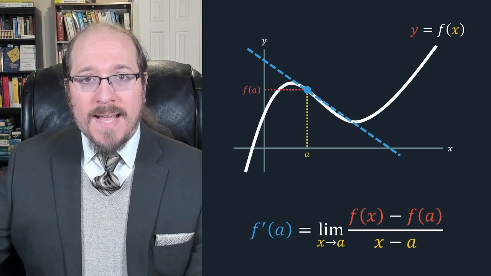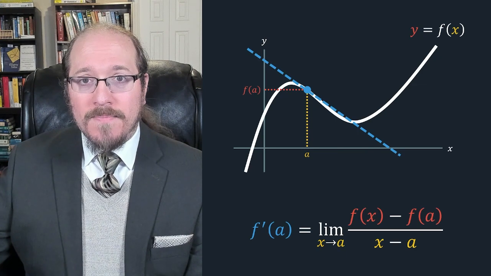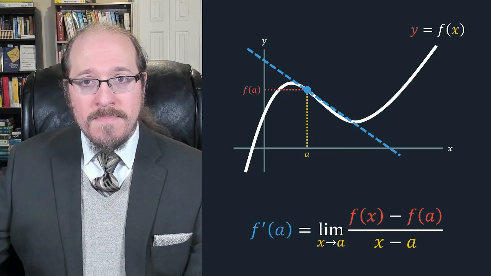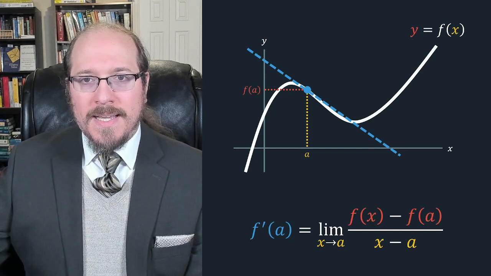If we have a function f of x and we want the slope of the tangent line when x equals a, we construct the ratio between the change in output and the change in input, and we find the limit of that ratio as x approaches a.